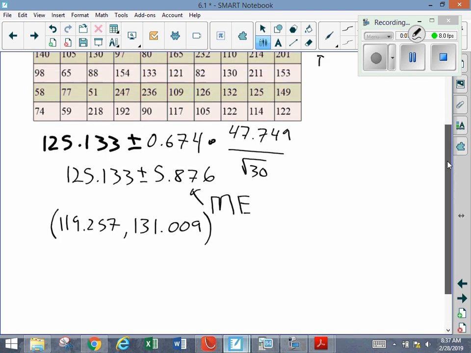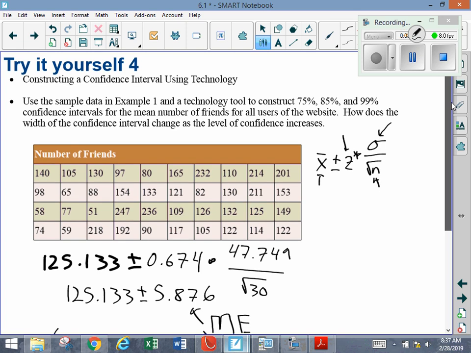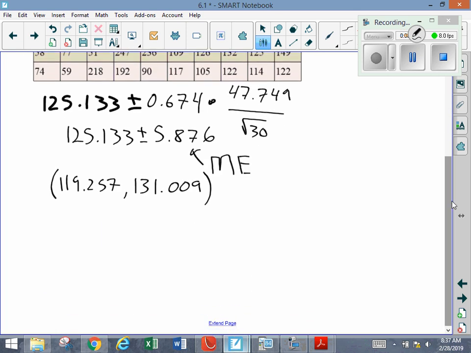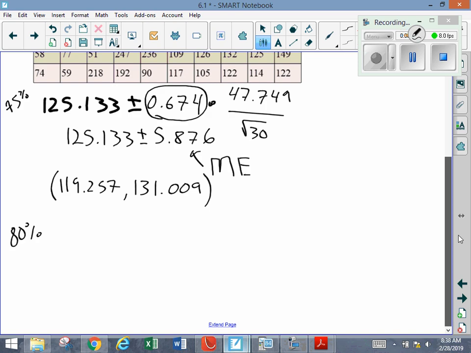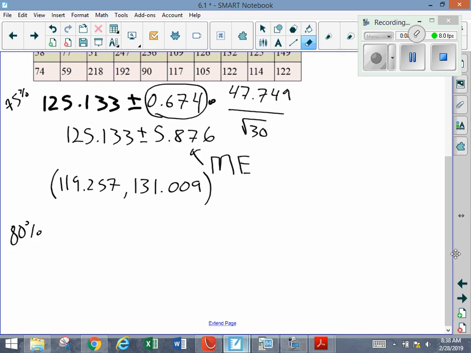What's the next one we have to do? It's 85%. So we're going to use all the same stuff, except for what's going to change with the 85%? This is going to change, right? So this one was a 75% confidence interval. Our 80% confidence, was it 85? It was 85. So now with 85%, we can just keep it.